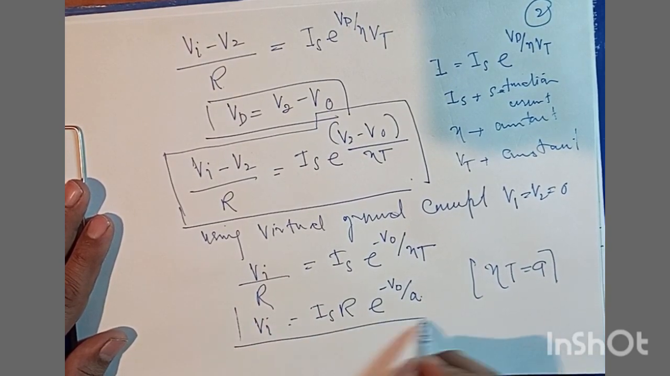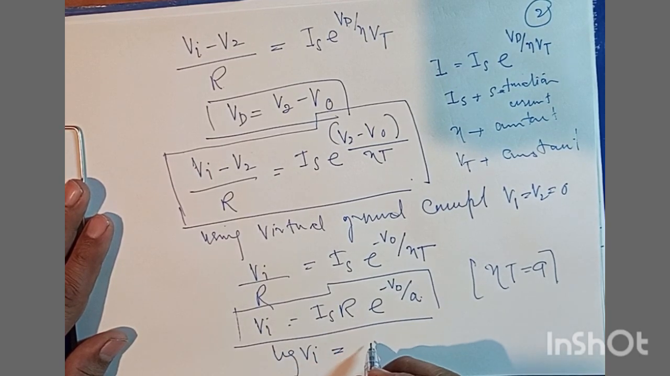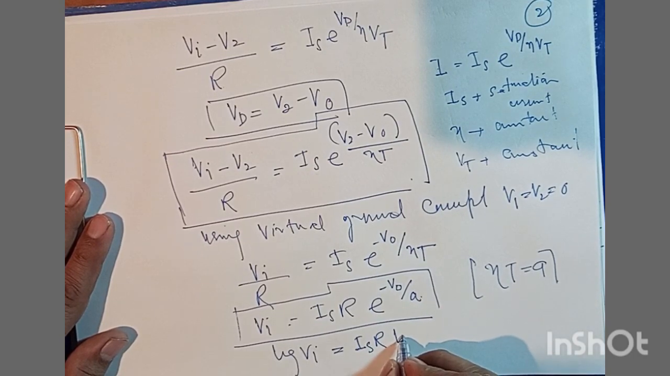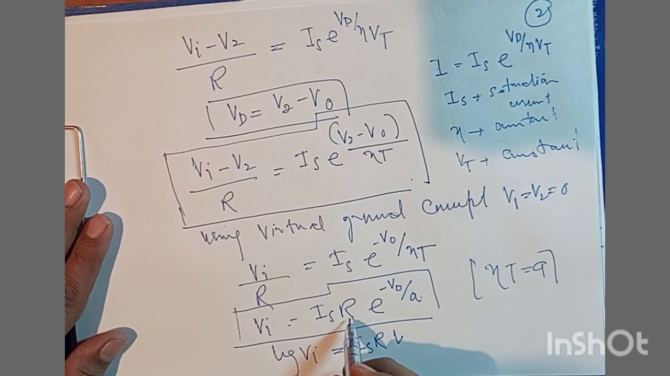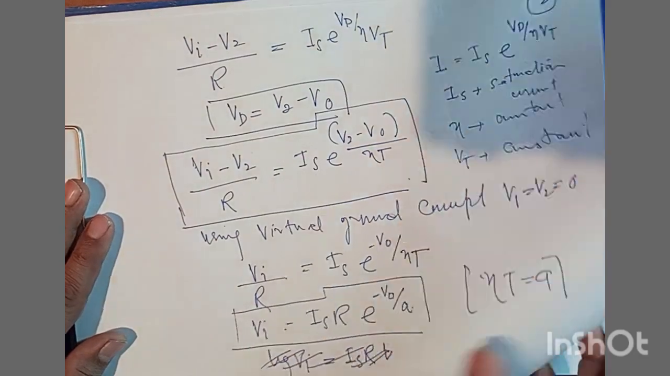Okay, so here in this equation we can use log on both sides, and so applying log on both sides, we are going to get log of Vi equals, say this is Is, it's a number. I should have brought it here so that there is no confusion. Okay, let's do it on the next page now.